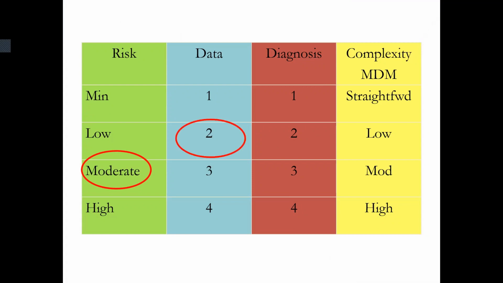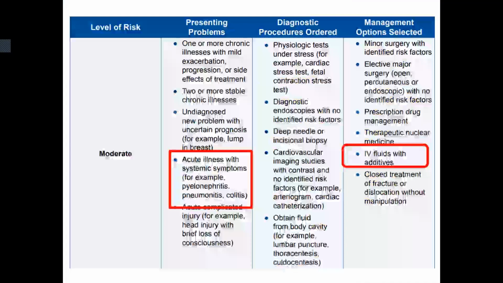You've got data, which is basically labs. You've got diagnosis, which is a new problem with no additional workup. Lowest of the two highest makes it a moderate medical decision making. And what makes it moderate? Well, you have a new illness with systemic symptoms, and you've given him IV fluids with additives.